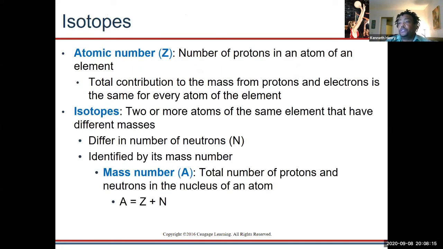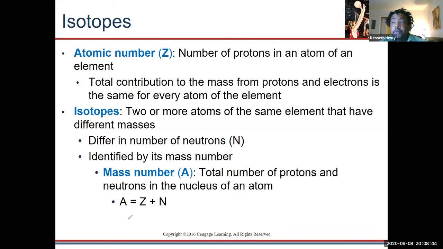Our atomic number represents the number of protons. It also defines the element; it lets us know what it is. Our mass number is the sum of the number of protons and the number of neutrons in the atom. We determine our mass number by looking at the atomic mass and rounding it, which gives us a whole number.